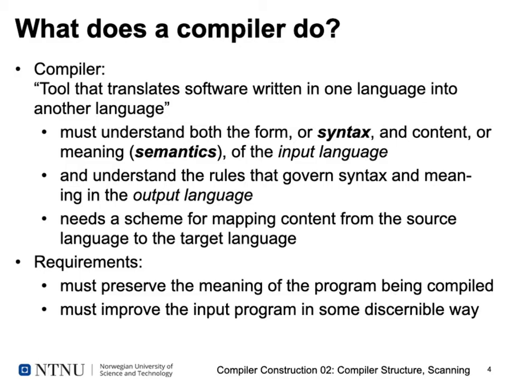So to translate the meaning of a program from a source language to an output language, which might be machine language, we need to know how to translate this meaning, because obviously when we compile code, we are not supposed to change the meaning of our program. And after all, for doing this, we need a scheme for mapping content from our source language to our target language. The two requirements a compiler must fulfill in any case are that it must preserve the meaning of the program being compiled, and it should be able to improve the input program in some discernible way.